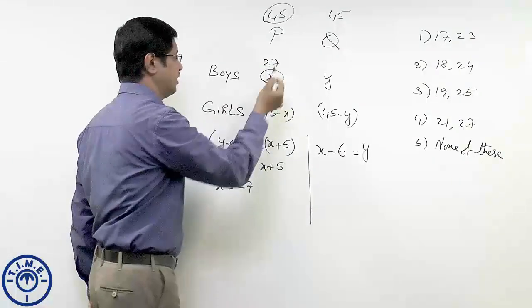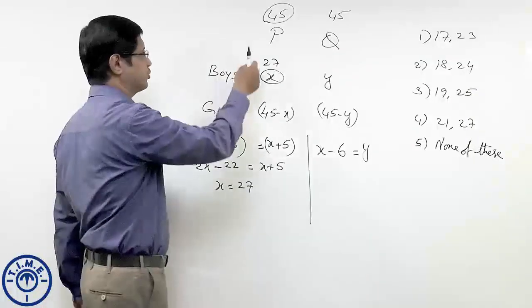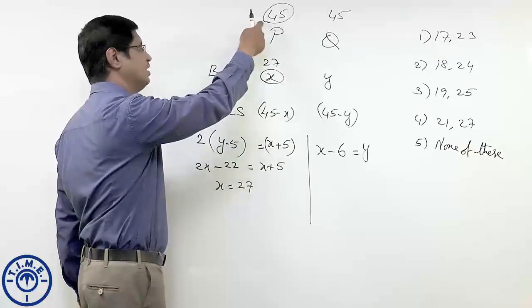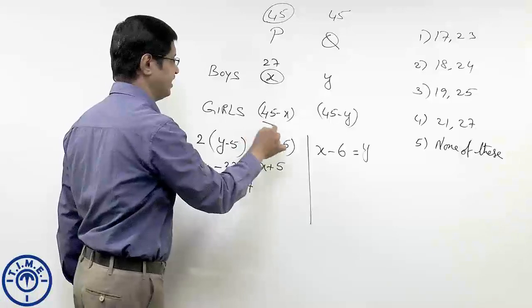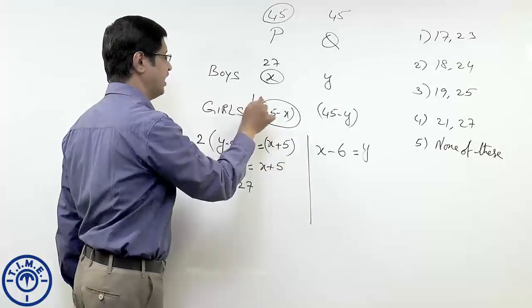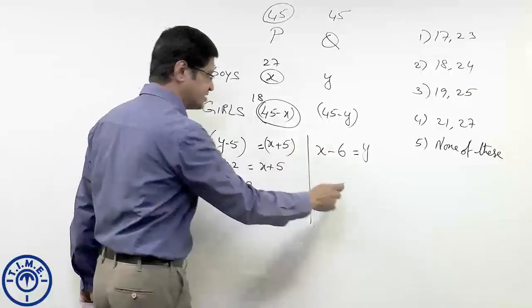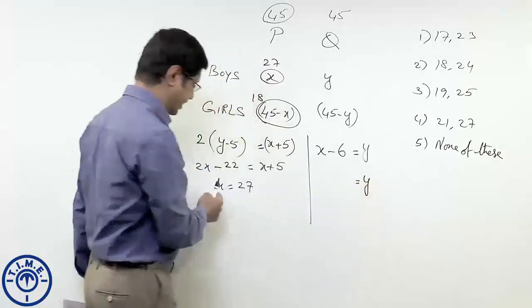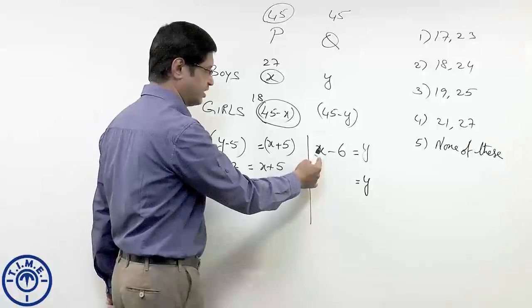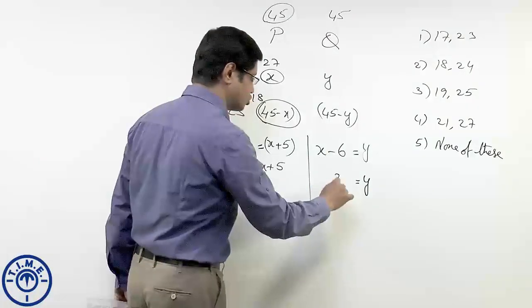Then what about the number of girls? When you subtract 27 from 45, the result is 18. So the value of this is 18. Then what is the value of y? y is equal to, when you substitute x as 27 here, 27 minus 6, which results in 21.